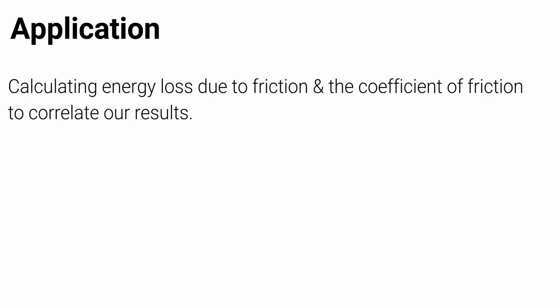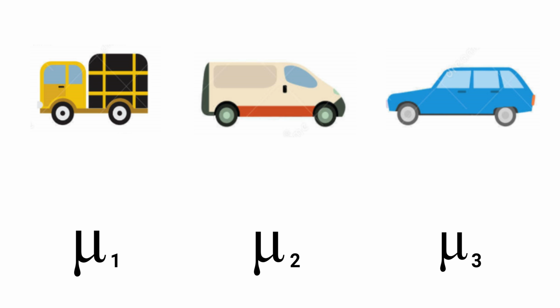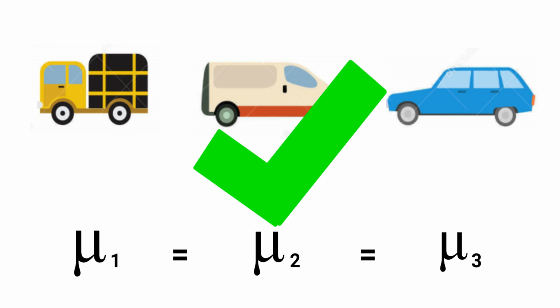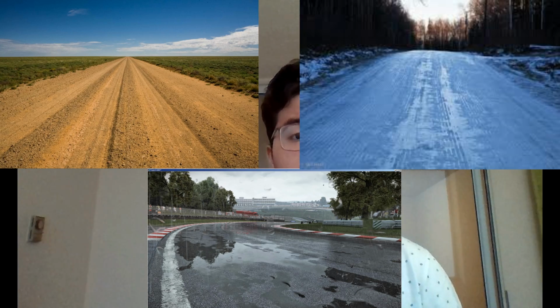Application: calculating energy loss due to friction and the coefficient of friction to validate our results. If we achieve similar coefficient of friction values for multiple cars of different mass and length, we can confirm that our sensing is accurate and effective. Application in real life would be simulations for different track conditions such as sandy tracks, water, and icy tracks, to gain data on current automotive tire technology.